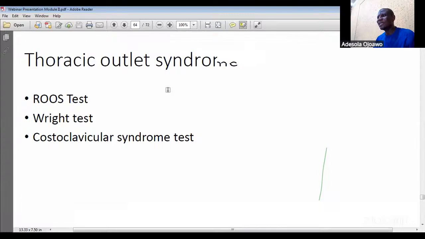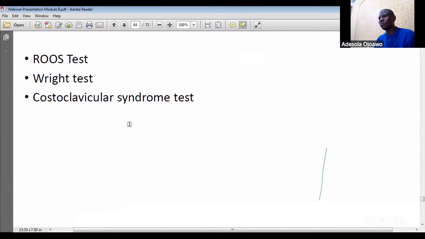All right, then this is the last one that we are talking about. We call it thoracic outlet syndrome. There are tests we call the Roos test, the wrist test, and the costoclavicular syndrome test. In this case, the thoracic nerve is impaired. There's a dysfunction there, and you want to test for it. We call it the Roos test. So what do you do when it comes to the Roos test?